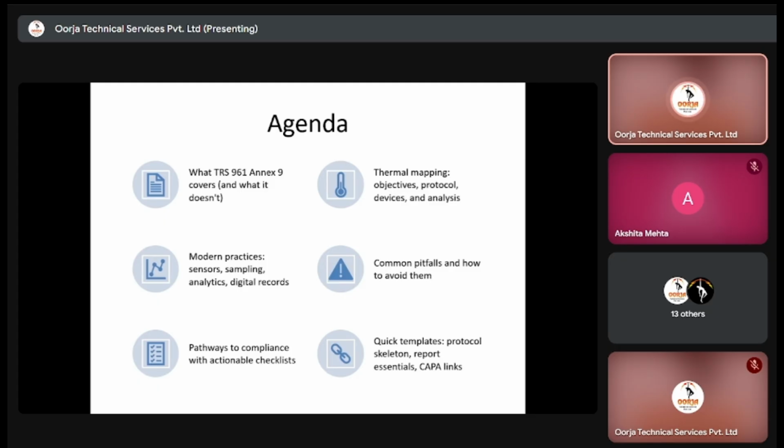So I feel we have tried to cover everything related to this WHO guideline. I hope this session will be very knowledgeable, and it will help you enhance your understanding related to the topic.